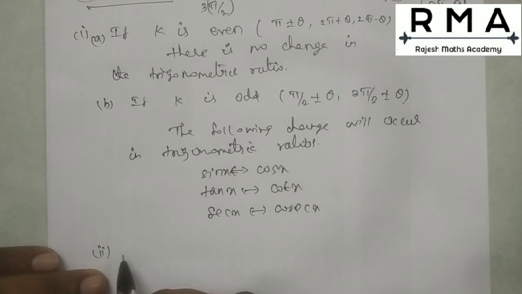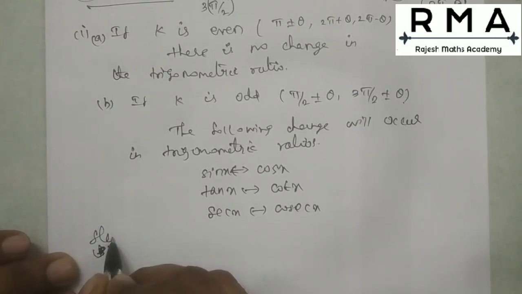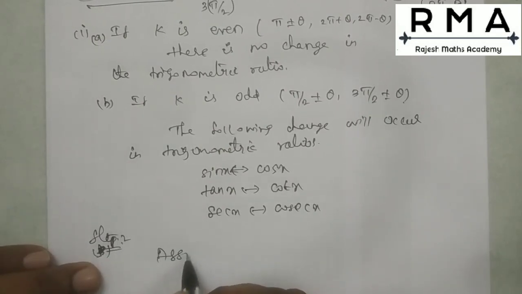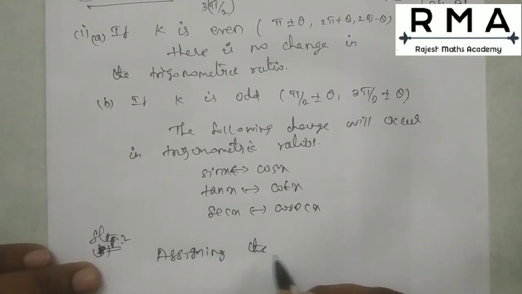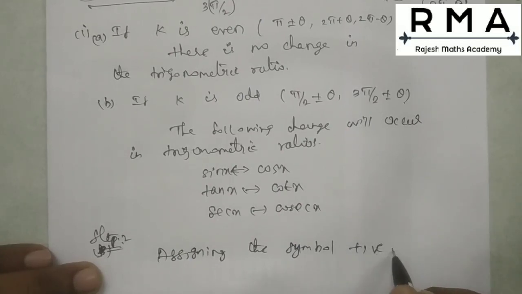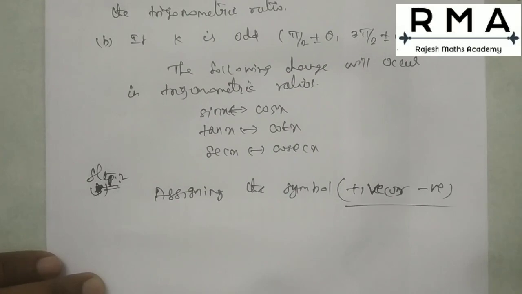This is step 1 over. Next we are writing step 2. Step 2, assigning the symbol, positive or negative. How to assign positive or negative is the same as before.